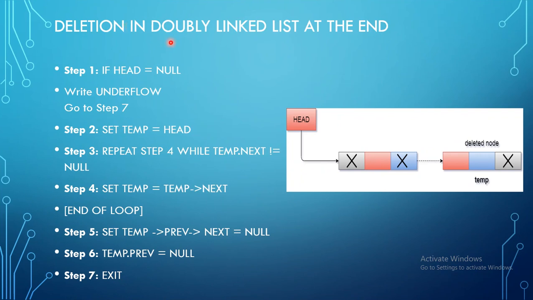Then comes the second case, that is, we need to delete the last node. For that also we will check the underflow condition. But if it is not the case, then we assign temp as head and traverse till we get the last node, that is, until temp next is equal to null. We make temp as temp next, and so on till we get the last node. When we get the last node, we make temp's previous next null and temp's previous also null so that these links get broken down, and automatically the head will only be pointing to the remaining node and this node will get deleted. So this was the case.